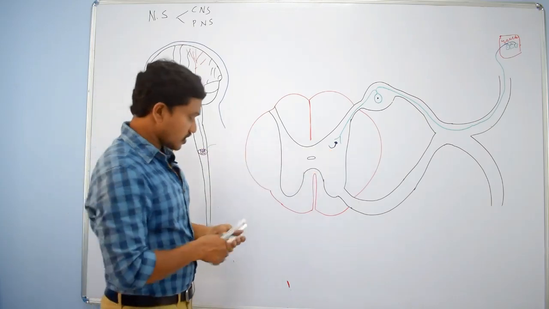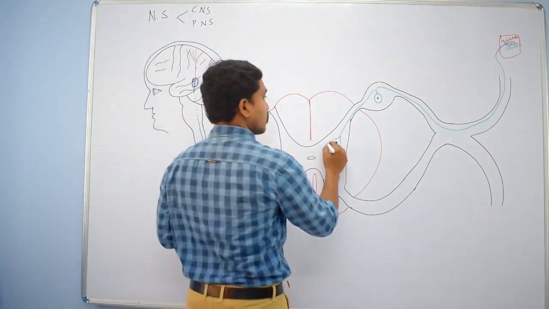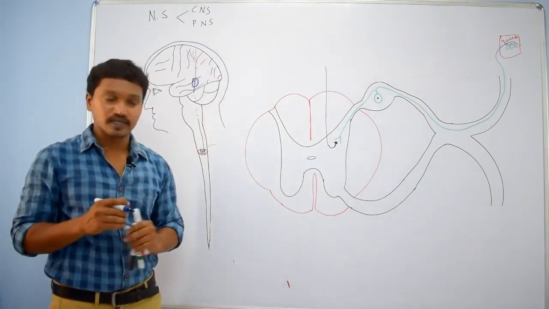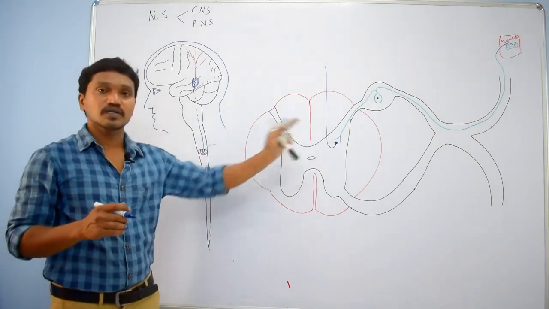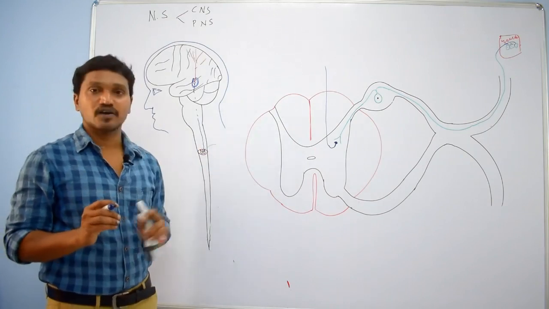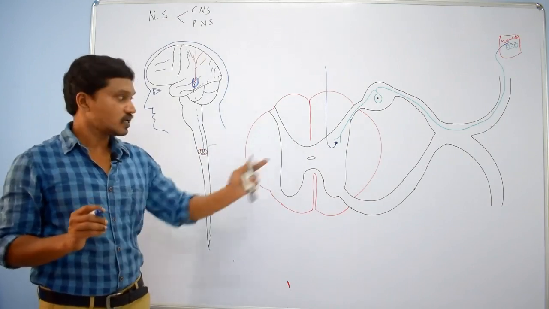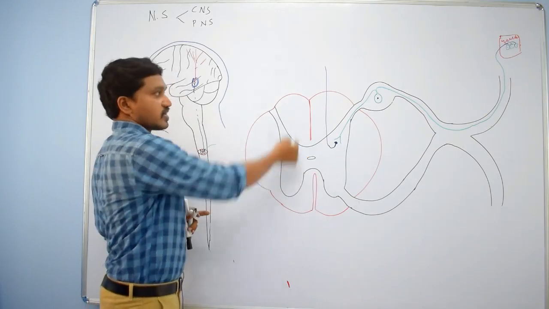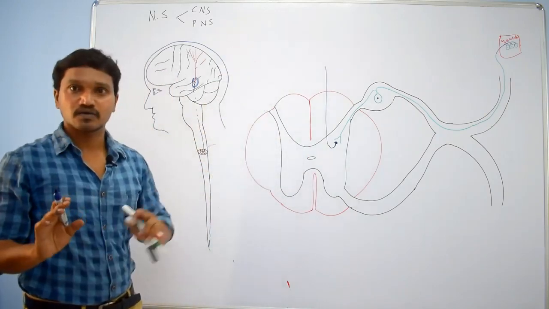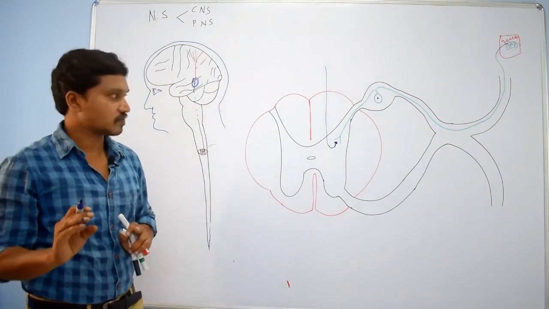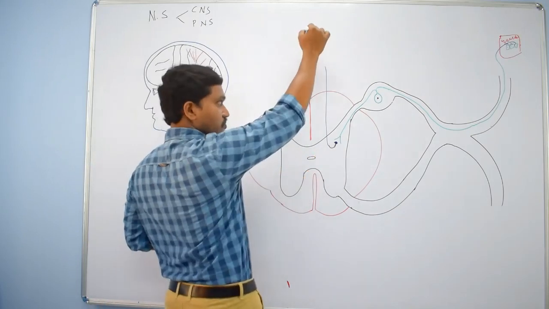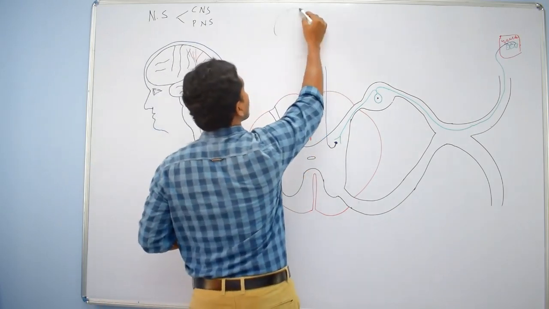So these second order neurons will go upwards as ascending tracts. Actually I am giving a very basic and schematic diagram. Actually some of the fibers cross to the opposite side and then ascend, okay, that I will tell you in the tracts, don't worry about this in this session, right? Okay, so these fibers ascend up and reach the brain.